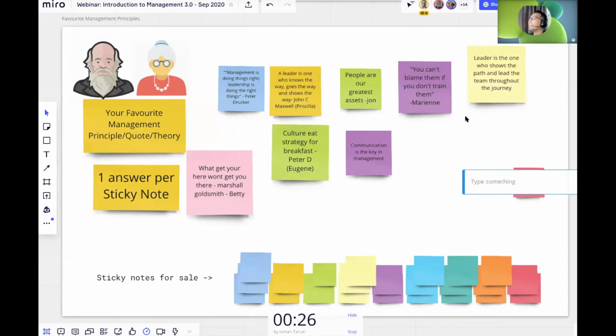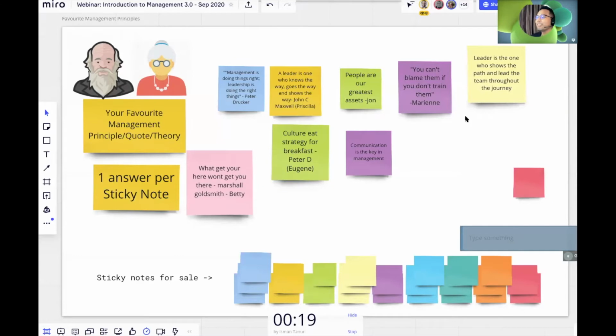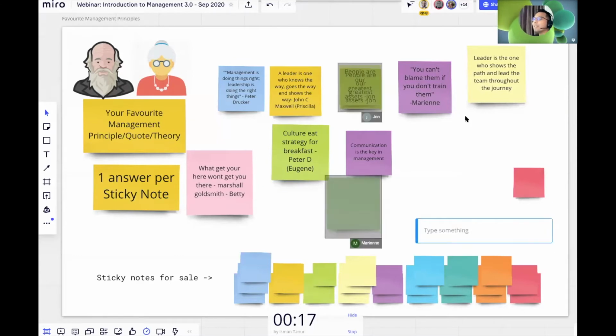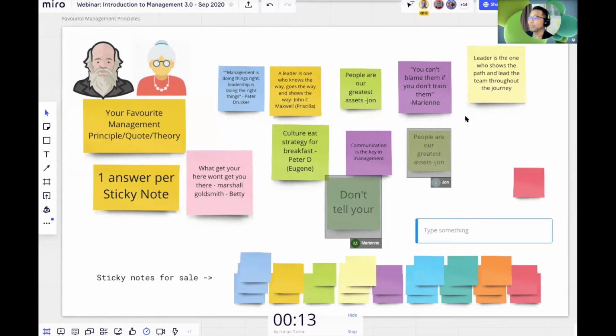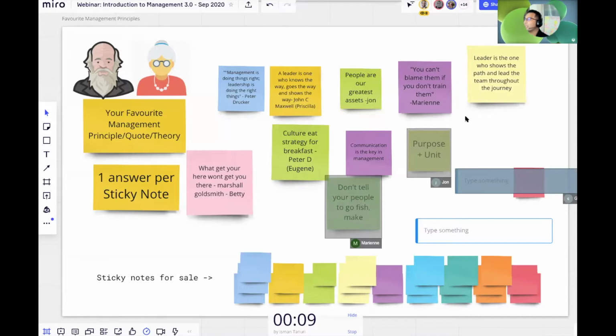Leader is the one who shows the path, and leads the team throughout the journey. And Betty says, what gets you here won't get you there. From the words of Marshall Goldsmith. Thank you very much. 10 seconds for you to still add something to the space.